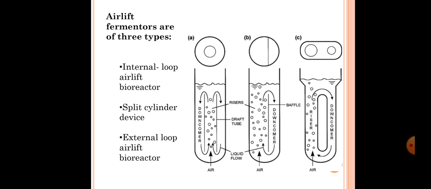As told in the previous slides, these airlift fermenters are of three types: internal loop airlift bioreactor, split cylinder device and external loop airlift bioreactor. The diagram A shows internal loop airlift bioreactor, wherein we can see a downcomer on either side, whereas in the split cylinder device you can see the downcomer to one side. External loop airlift bioreactor, where the loop is present outside, and we can see downcomer and riser.